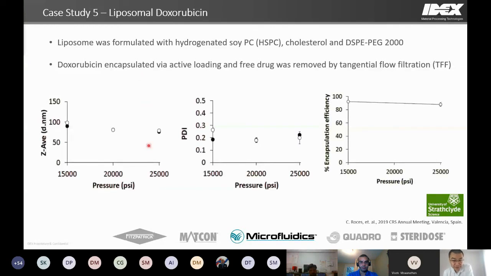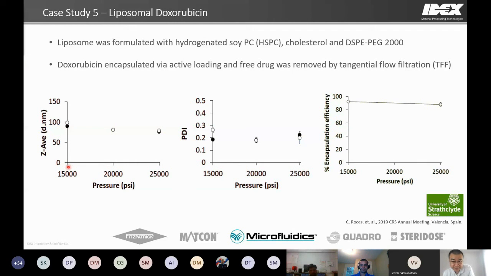So looking at the results shown here, processed at different pressures, you can see both the lower pressure at 15,000 psi and the medium pressure of 20,000 psi yielded good results in terms of particle size, distribution, as well as drug loading. The results achieved at 20,000 psi were more consistent before and after the tangential flow filtration, or TFF, step. The results after TFF are represented by the open circles here, and without TFF are the closed circles.